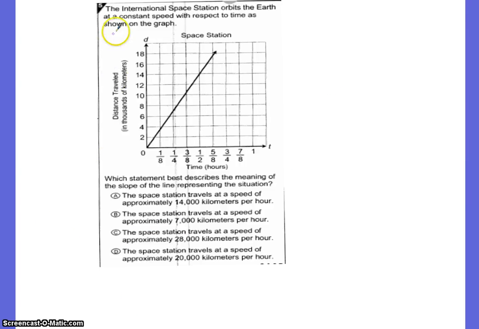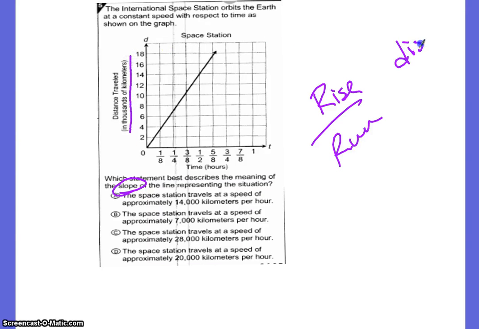Number 5, don't worry about what's above it. Which statement best describes the meaning of the slope? Okay, remember that slope is rise over run. So as I'm going up, I'm talking about distance. And as I'm going across, I'm talking about time or hours. So do they travel at a speed of 14,000 per hour, 7,000, 28,000, or 20,000?